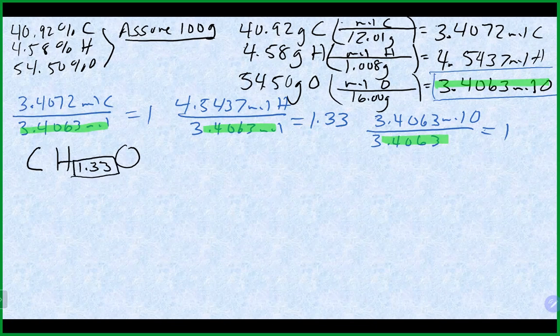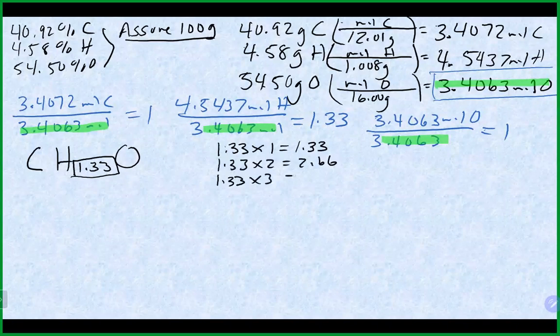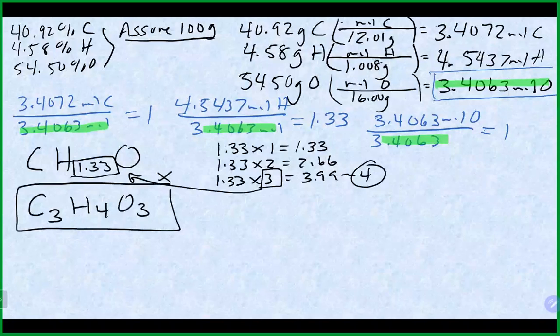So what we're going to do then is figure out a factor to multiply 1.33 by to get to a whole number. So if we multiply it by 1, we obviously get 1.33. We take 1.33 and times it by 2, that is 2.66. If I take 1.33 and times it by 3, that is 3.99, which is pretty close to 4. So in this particular case, we want to multiply everybody in that formula by 3. And if we do that, we are going to get C3H4O3, and that is all whole numbers, and that would be our empirical formula in this case.